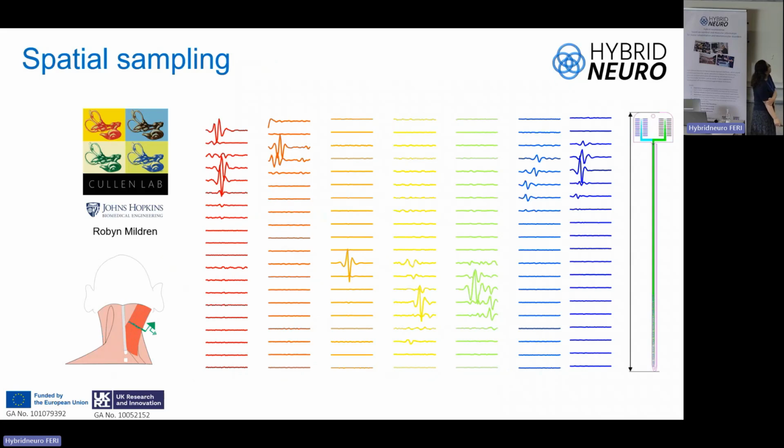Next, a recording that we have done with Robin Mildren and John Hopkins in Cullen Lab. This is a recording from postural neck muscle in non-human primates. And this is just a representative example. You can see that the area where each motor unit is active is very small. So you have these spatial localizations, and these are data obtained via decomposition and spike trigger averaging. This type of representation helps you to understand if different portions of the muscle are active during different tasks.